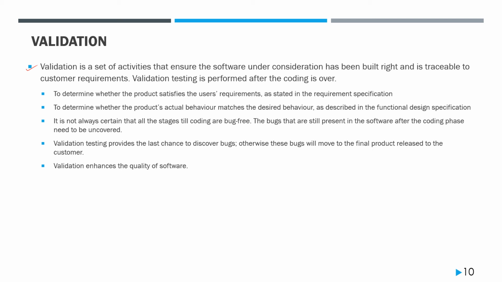The major reasons are: to determine whether the product satisfies the user's requirement as stated in the requirement specification or not; to determine whether the product's actual behavior matches the desired behavior as described in the functional design specification. It is not always certain that all stages till coding are bug free. The bugs still present in the software after the coding phase need to be uncovered, and validation testing provides a last chance to discover bugs. Otherwise, these bugs will move to the final product release, and validation enhances the quality of software. So that is our ultimate goal.